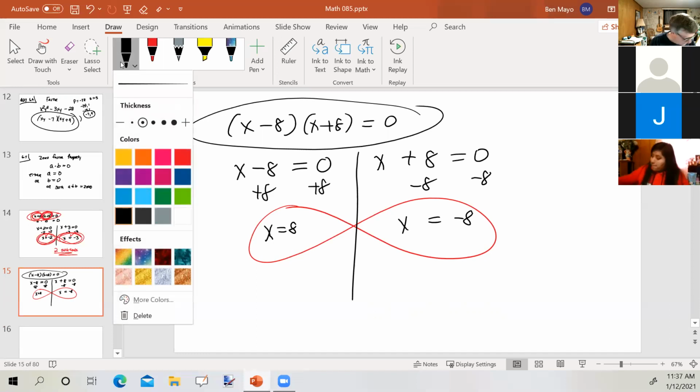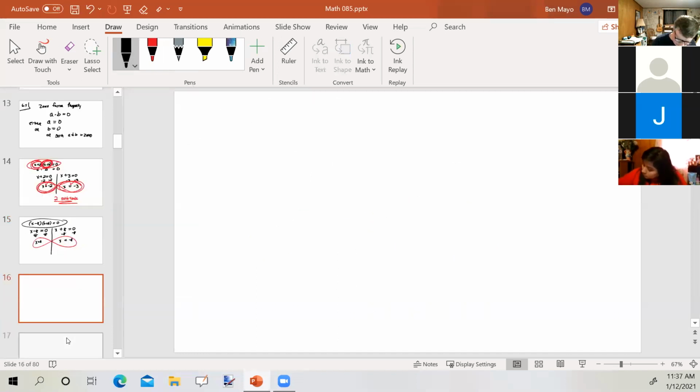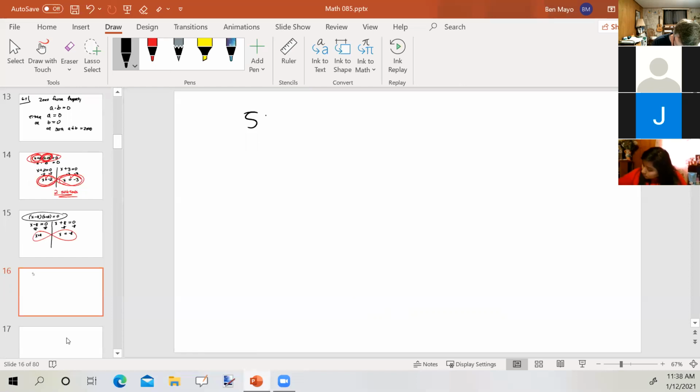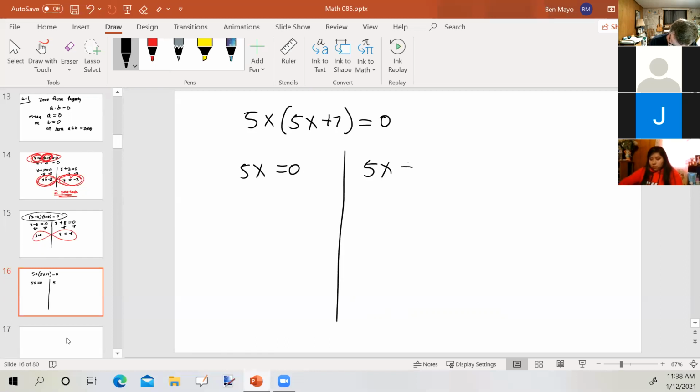All right, continuing on. Let's say we've got this equation, 5x times (5x + 7) = 0. So we've got the product of two factors equal to 0. So 5x = 0, or 5x + 7 = 0. 5x is a factor. It doesn't have to have parentheses around it because there's only one term within that factor. Unlike the second factor, 5x + 7, we need parentheses around that.